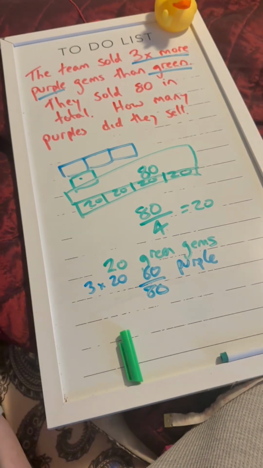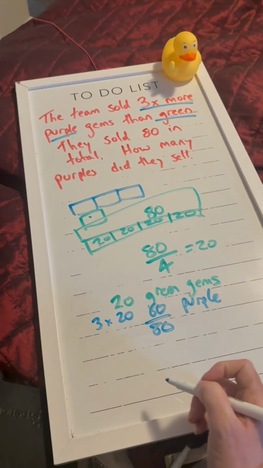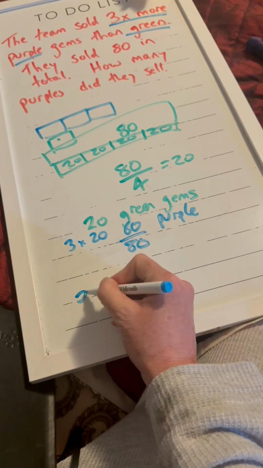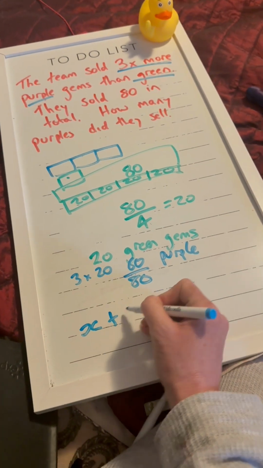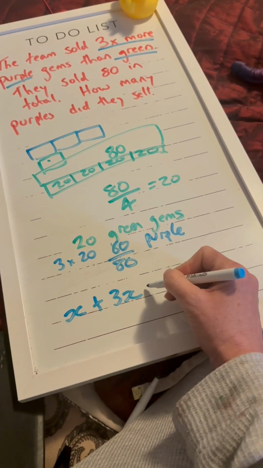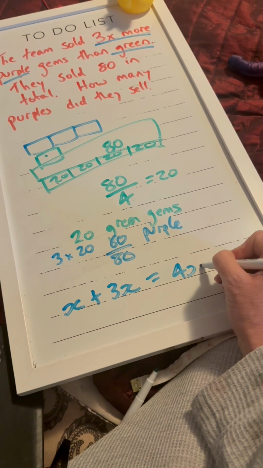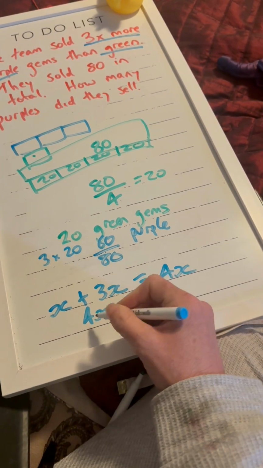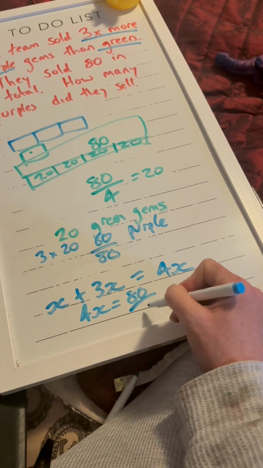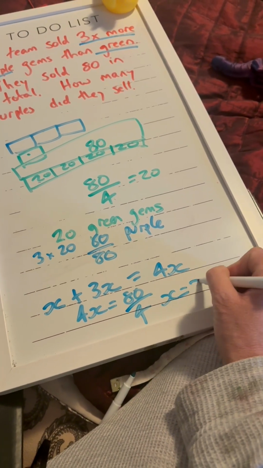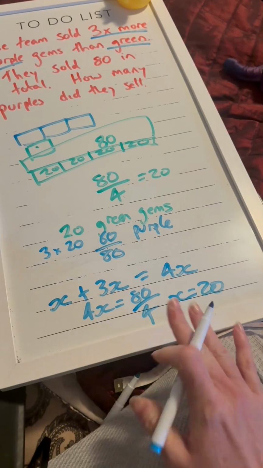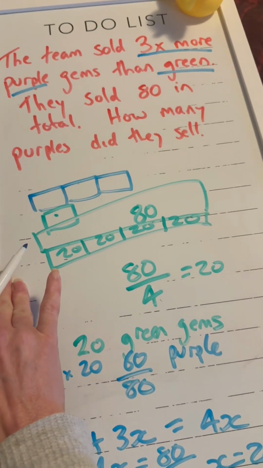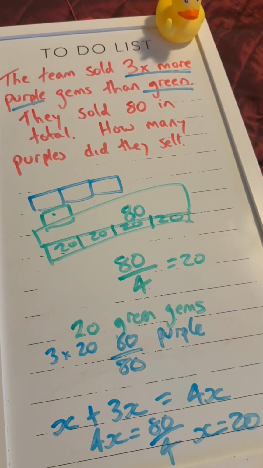Now, if you're going to do algebra, what you'd actually be doing is saying the green gems are x and the purple gems are 3x, so x plus 3x would be 4x. 4x is equal to 80. Move the 4 across: 80 divided by 4. x is equal to 20. That is a right way to do it, but while you're getting your head around it, use the bar method. I hope that makes sense.